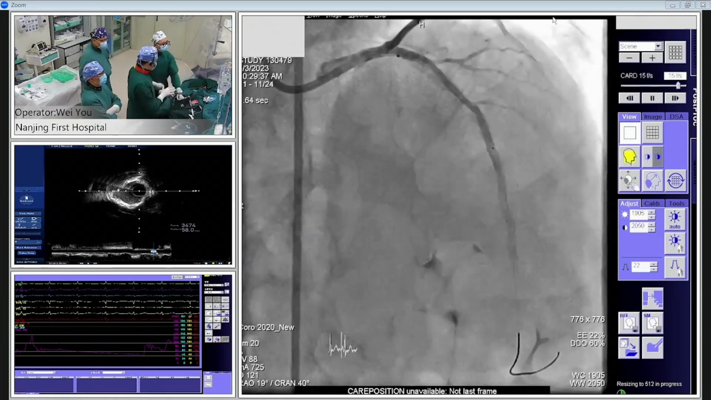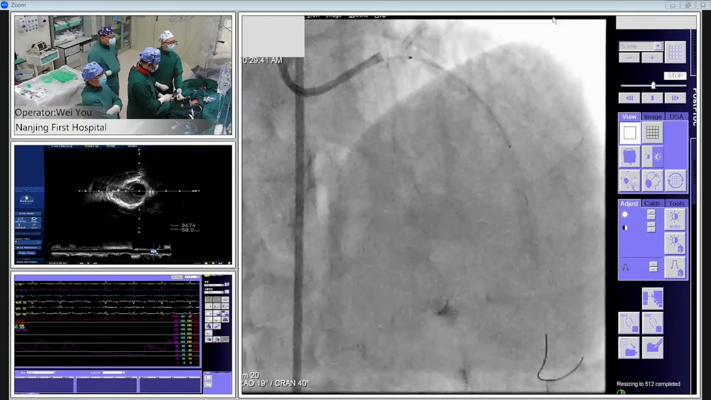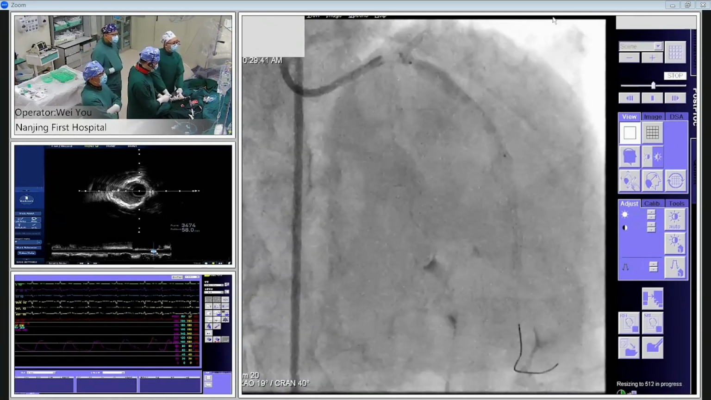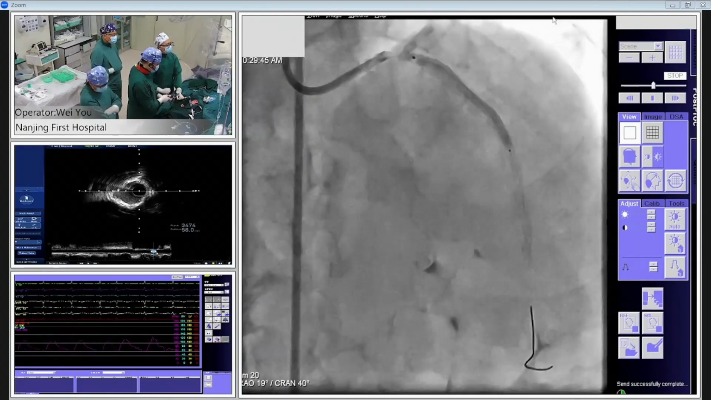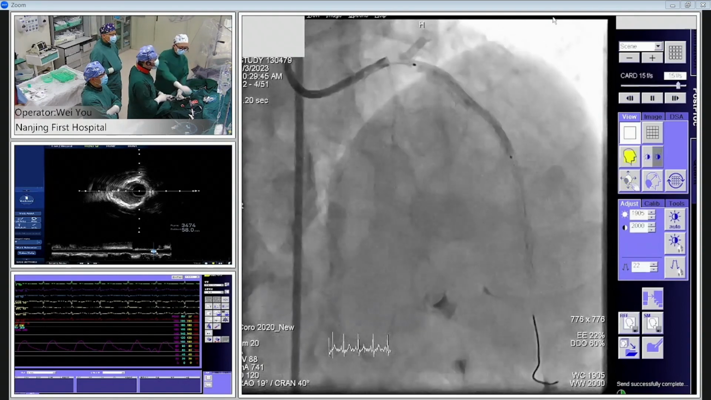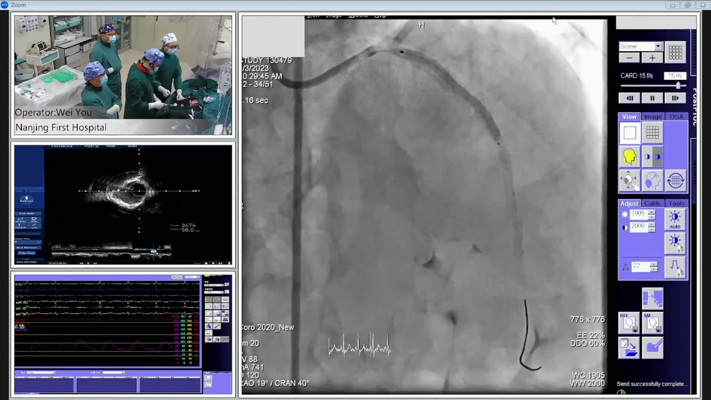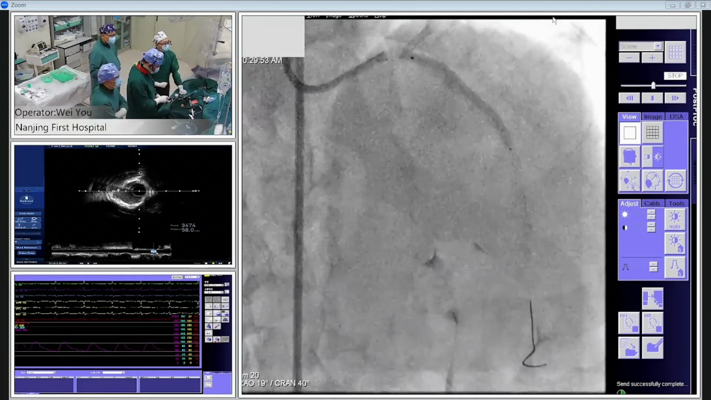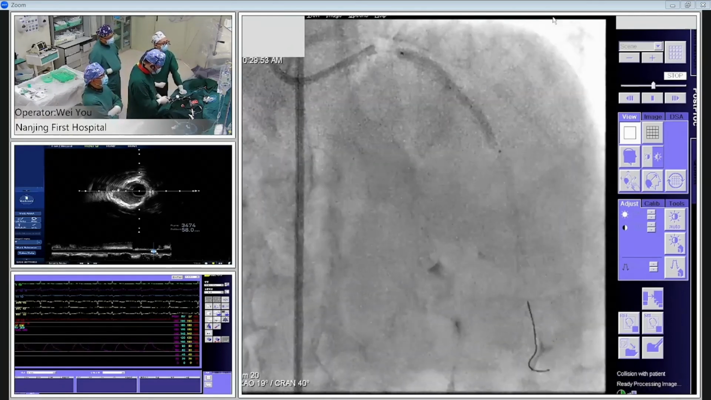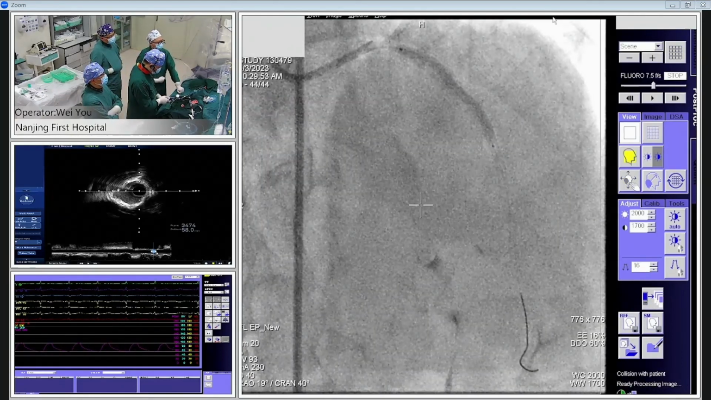Okay, go. Nice position. 10, 10, 10, 12. Long time inflation. Okay, inflate. Done. Okay, inflate. 15 seconds. 15 seconds. Longer stent inflation, long time inflation achieves optimal stent expansion.